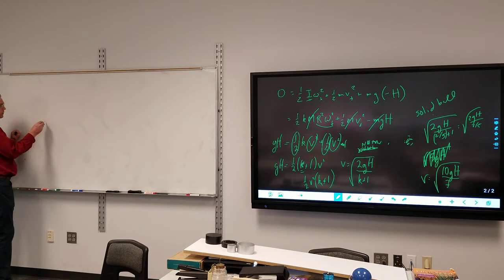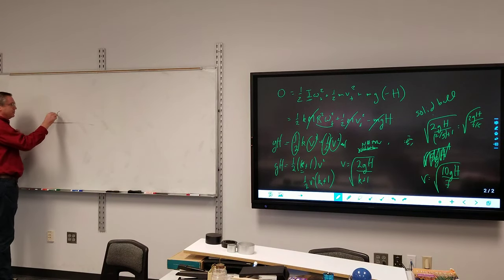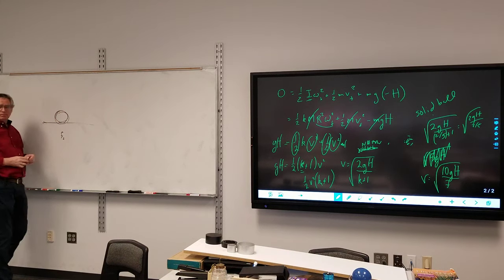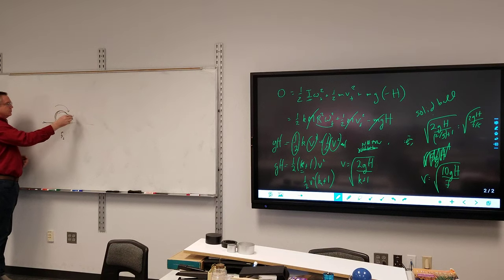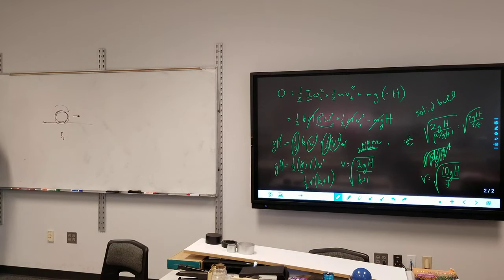If I have an object that's rolling, I can be on the flat surface, and it's static friction, so it is rolling, perfect roll. Can we say what's the pivot point? Can we say it's rolling this way? What is the pivot point? Pivot. Axis of rotation. Dead center. No. Yes. The part that's touching the table? Yes.